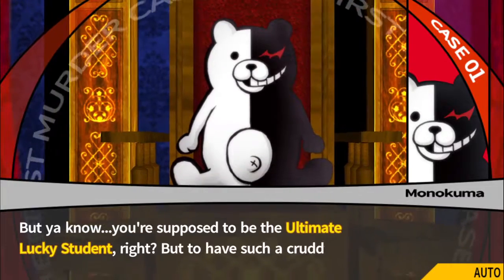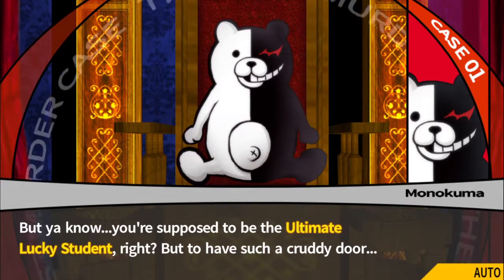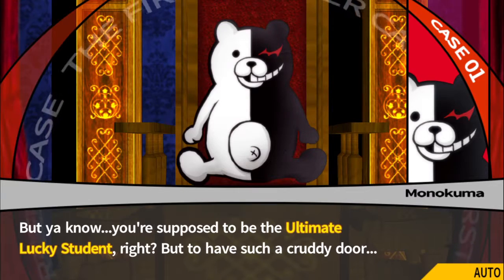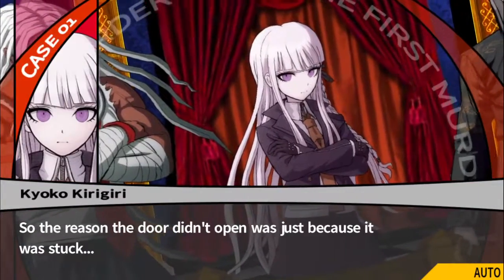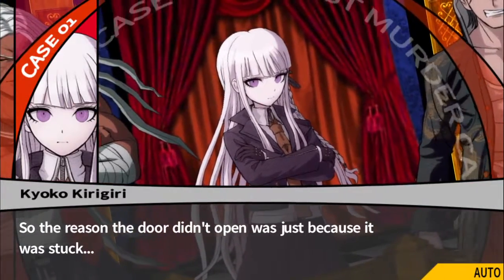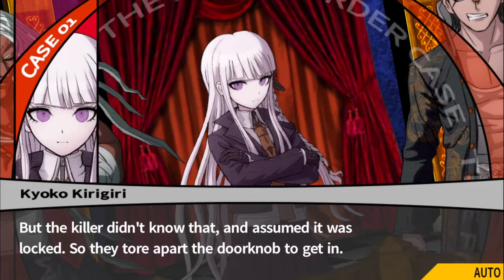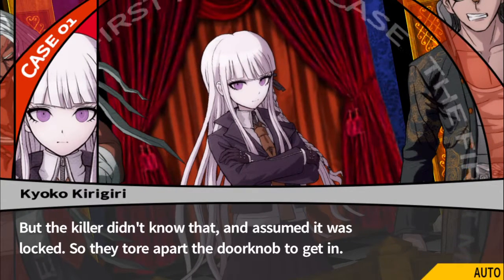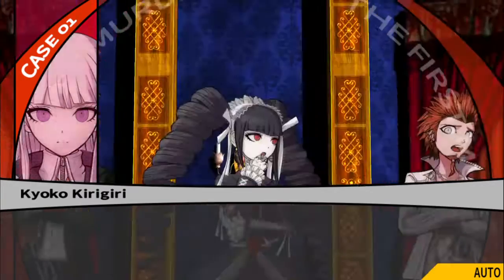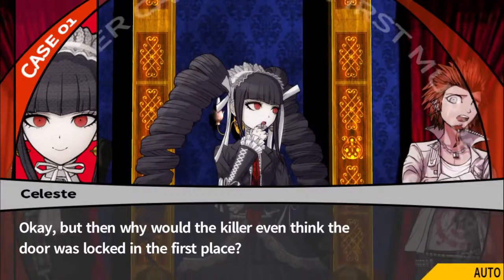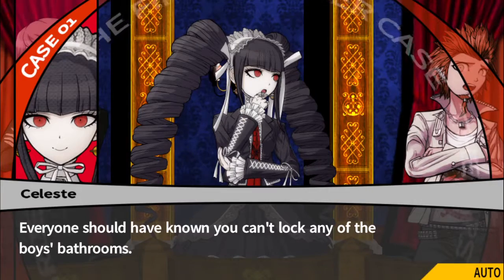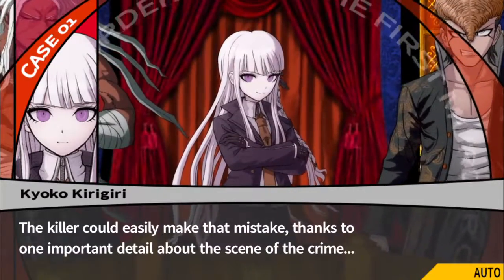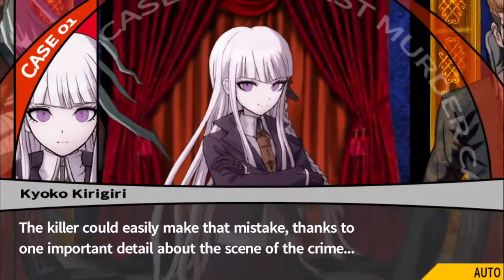But you know, you're supposed to be the ultimate lucky student, right? But to have such a cruddy door, that's not lucky at all. So the reason the door didn't open was just because it was stuck. But the killer didn't know that and assumed it was locked. So they tore apart the doorknob to get in. Okay, but then why would the killer even think the door was locked in the first place? Everyone should have known you can't lock any of the boys' bathrooms. The killer could easily make that mistake, thanks to one important detail about the scene of the crime.